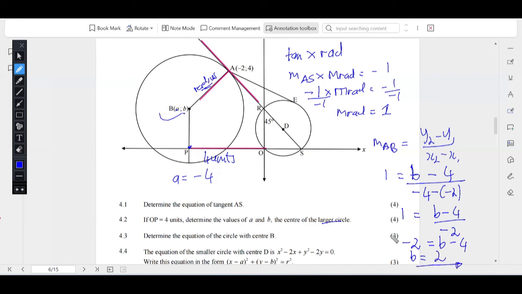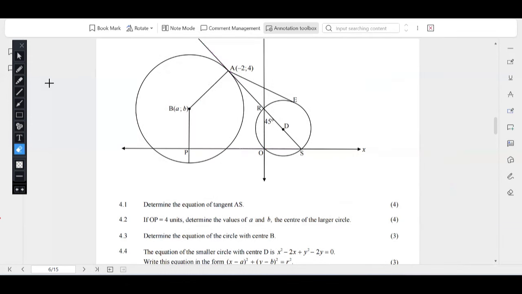So that means we have our B as 2. So the whole coordinates of B are actually negative 4 and positive 2. Those become the coordinates of the center of the largest circle. So your A value is negative 4 and your B value is positive 2. That's how you were supposed to go about answering that one.